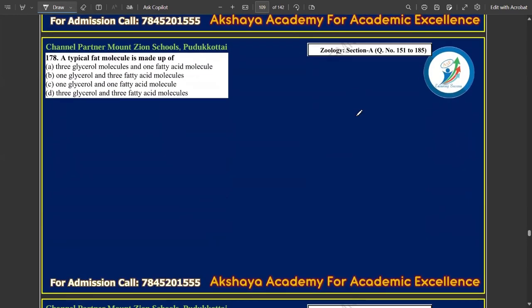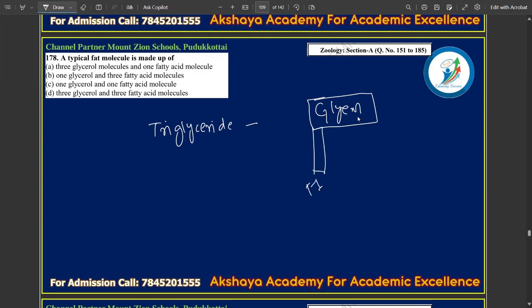The next question. Typical fat molecule is made up of, okay, typical fat molecule is known as triglyceride. Now this question is from biomolecules. It contains one glycerol attaching with fatty acid 1, since it is a triglyceride, fatty acid 2 and fatty acid 3. It can be a homo triglyceride or heterotriglyceride, based on similar type of fatty acid or dissimilar type of fatty acid. So anyway, there is one glycerol molecule attaching with three fatty acids.